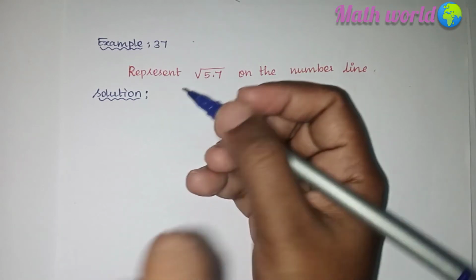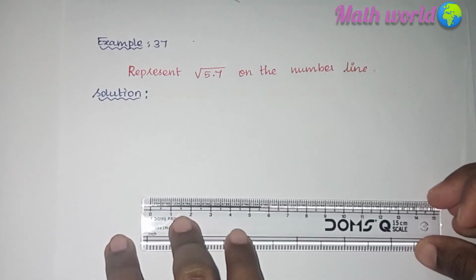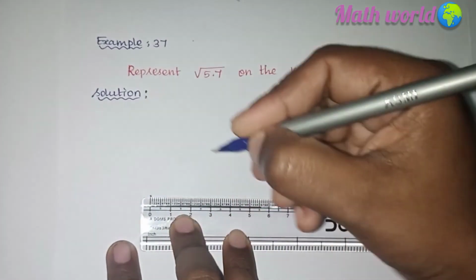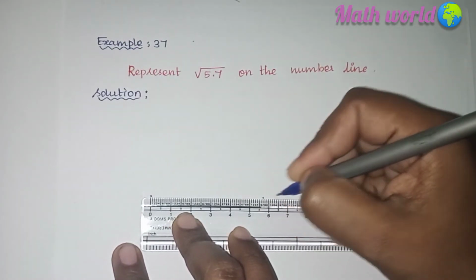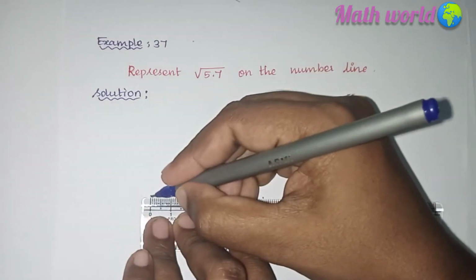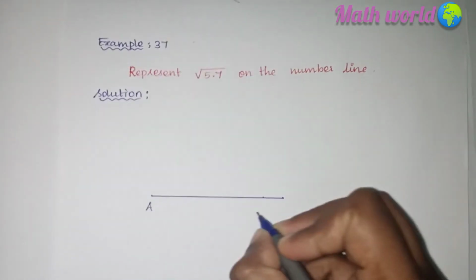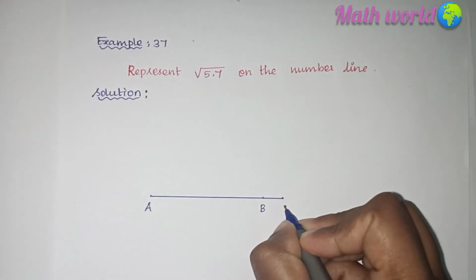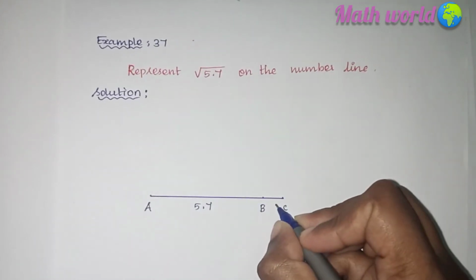First I take this ruler and take 5.7 from 0. So 0 to 5.7. We need to take 1 more centimeter, so till 6.7 I need to select. Now I join this line. This point is marked as A, this point as B, this point as C. This distance is 5.7 centimeter, this is marked as 1.